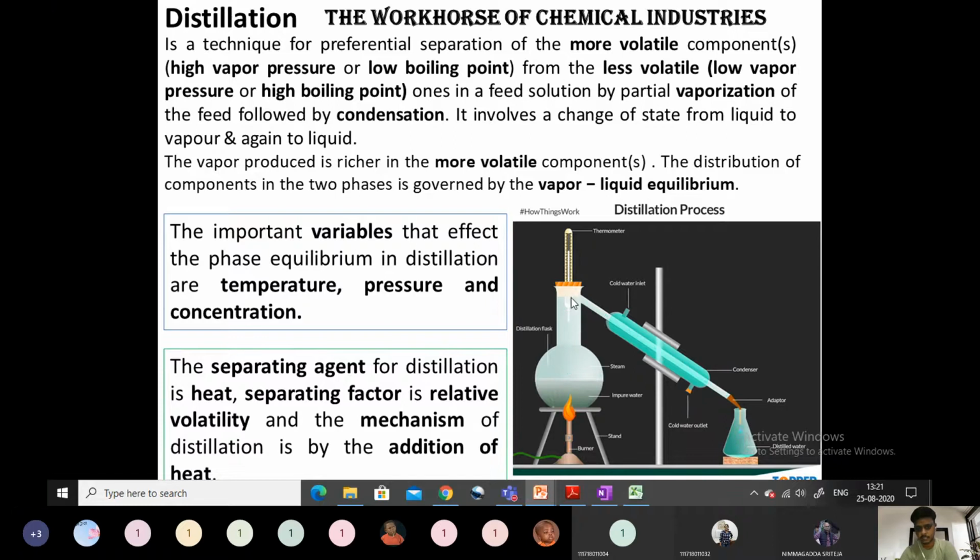Here, what is taking place? Vaporization is taking place, and next, condensation is taking place. Then we can have a doubt: how is evaporation different from distillation? What is evaporation? Evaporation is nothing but vaporization of a more volatile solvent from a relatively non-volatile solute.